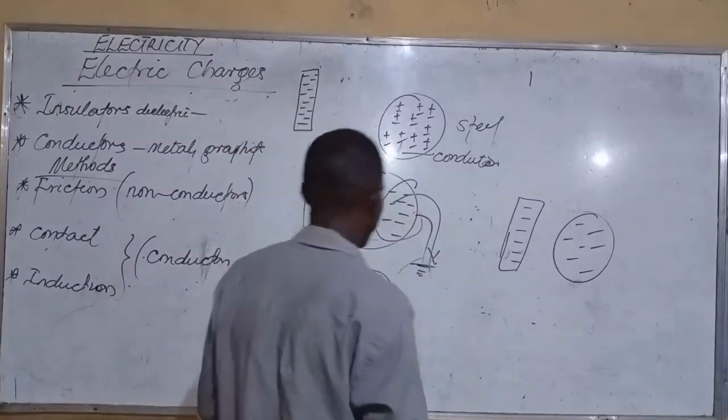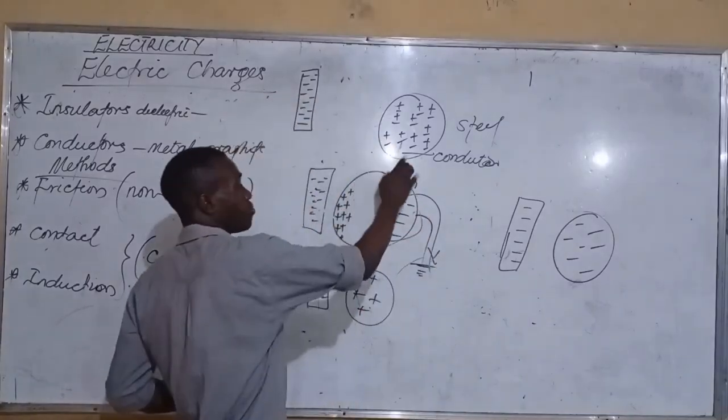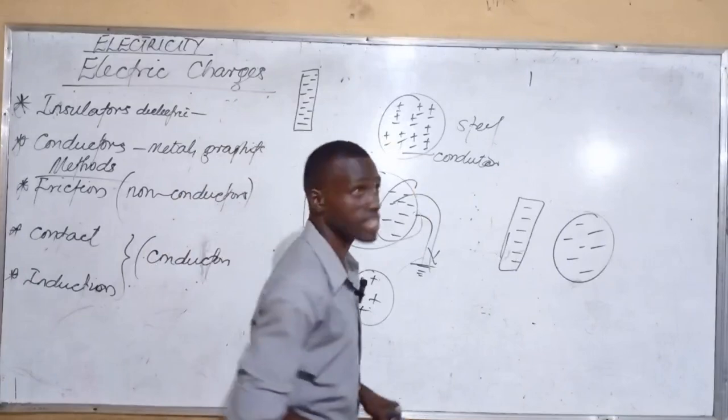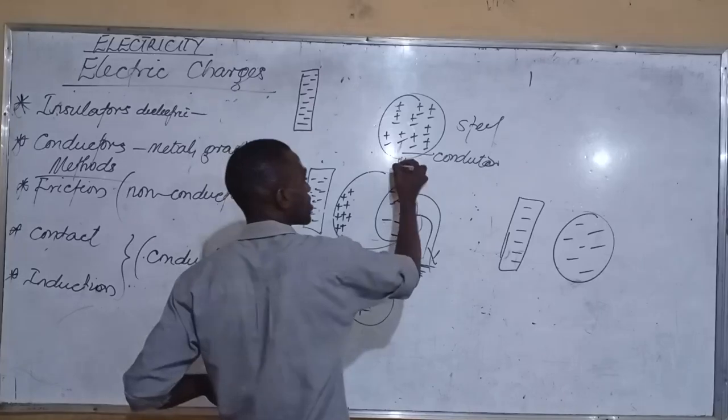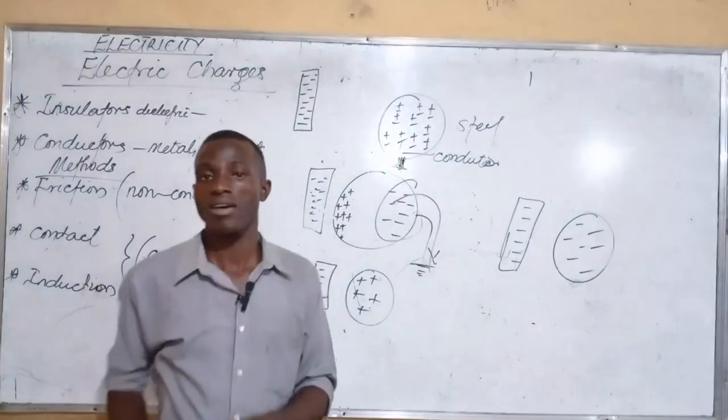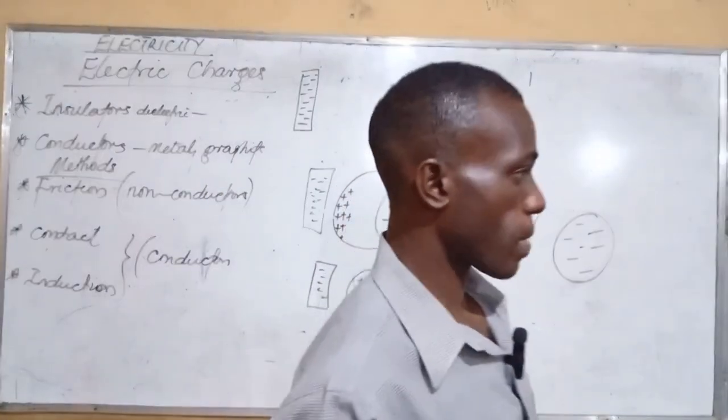So keep in mind that I said we are going to insulate this body before the process of charging. It's going to stay on an insulator, because if you place it on something that is another conductor, the charges can pass down. Do you understand? All right.